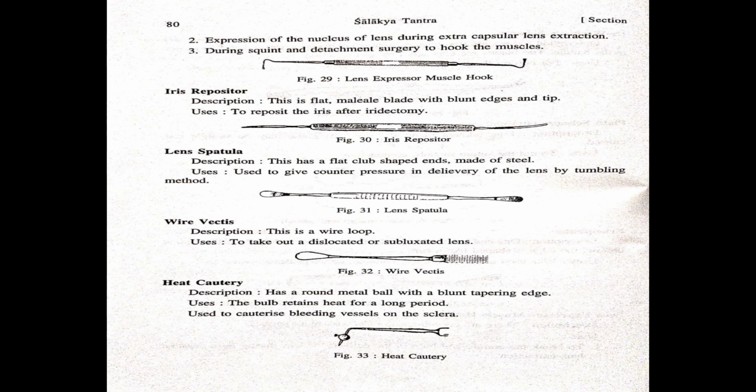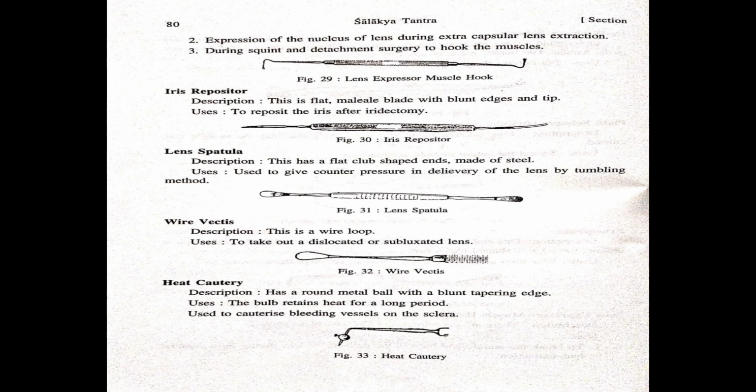Figure 31: Lens spatula. Wire vectis. Description: this is a wire loop. Uses: to take out a dislocated or subluxated lens. Figure 32: Wire vectis. Heat cautery. Description: has a round metal ball with a blunt tapering edge. Uses: the bulb retains heat for a long period. Used to cauterize bleeding vessels on the sclera.